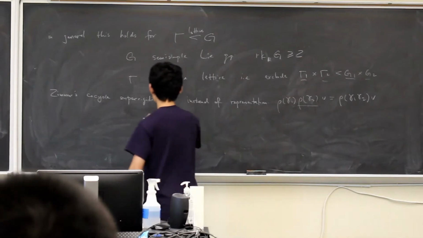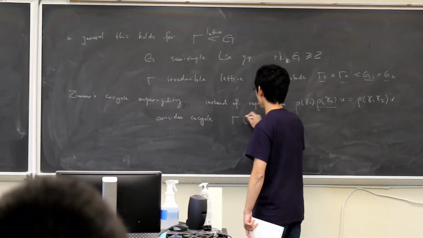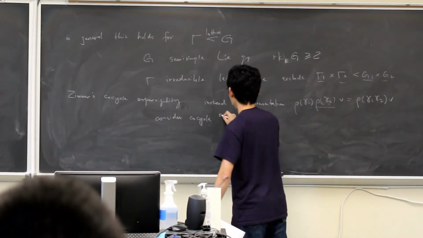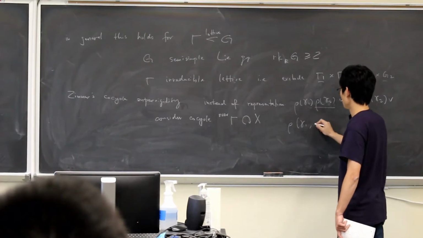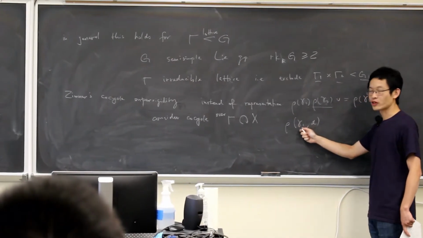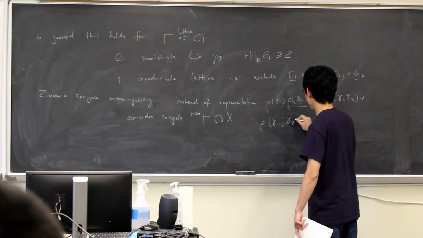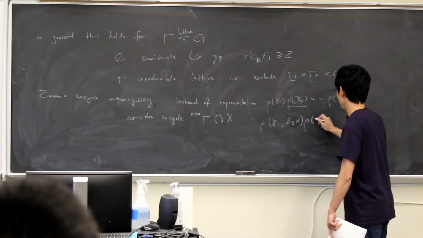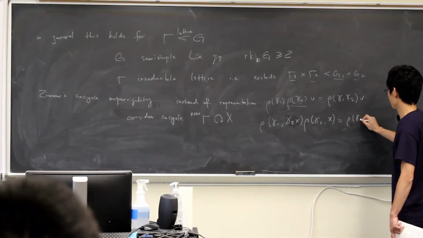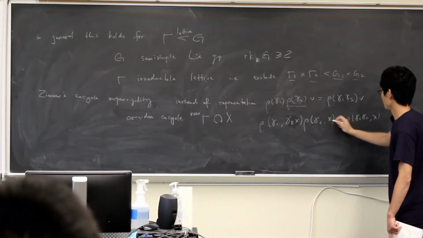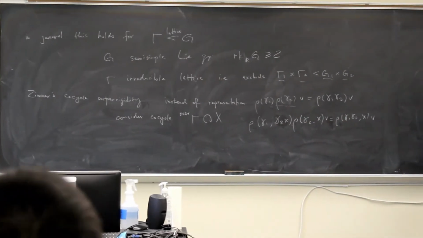So a cocycle, consider a cocycle, which is over a group action gamma acting on X, and matrices of this form, which depend on an element from gamma and an element from x, so that the equation above is replaced by the following condition. Let's put V here. Then this is called a cocycle, a matrix valued cocycle.